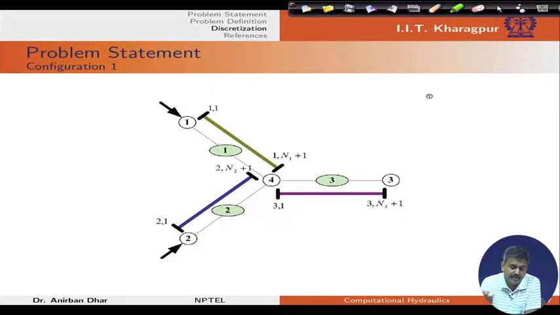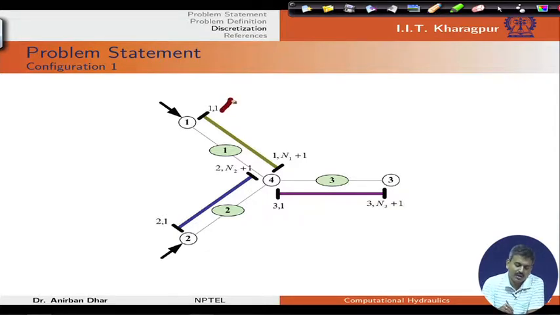So, if we consider our usual discretization approach, discretization is in the direction of flow. So, this is 1 1, this is 1 NL plus 1, this is 2 1 2 N 2 plus 1, first one is N 1 N 1 plus 1, this is starting is 3 1, this is 3 N 3 plus 1.